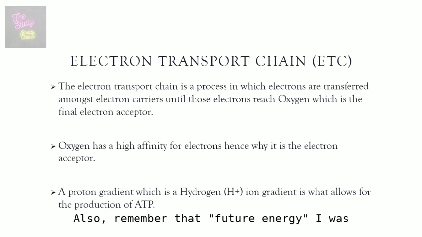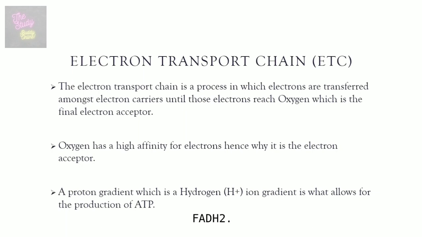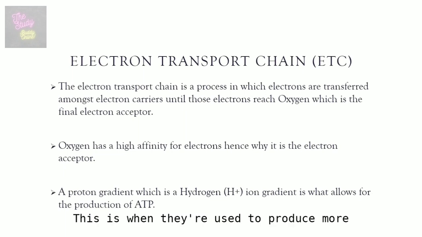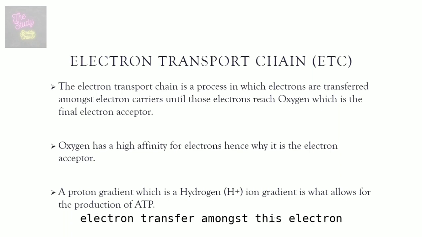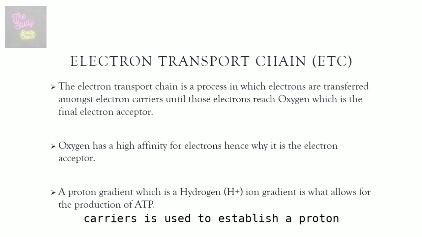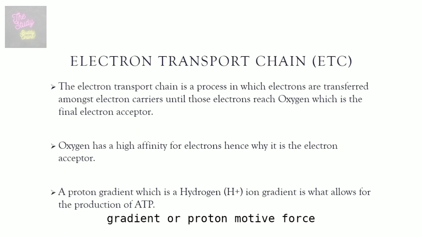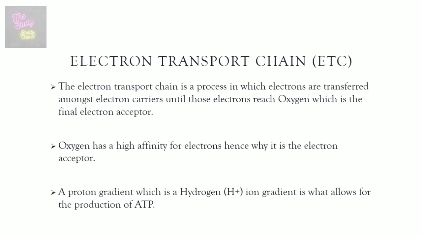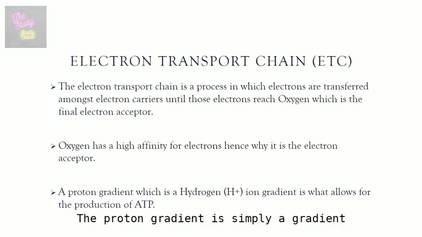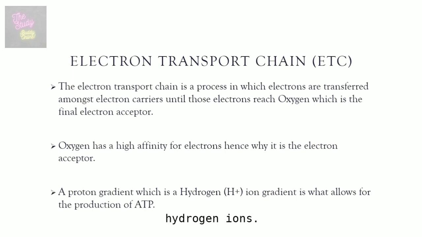Also, remember that future energy I was talking about? That is energy in the form of NADH and FADH2. This is when they are used to produce more energy in the form of ATP. The energy that is released from the electron transfer amongst these electron carriers is used to establish a proton gradient or protonmotive force across the mitochondrial membrane, which is what drives the production of ATP. And by the way, the proton gradient is simply a gradient of hydrogen ions.